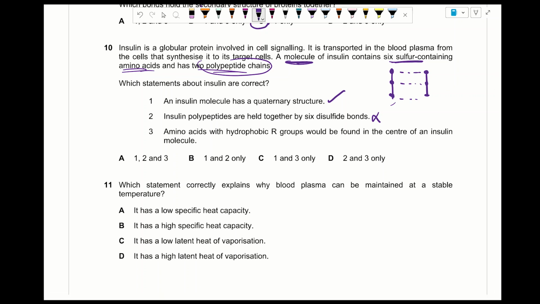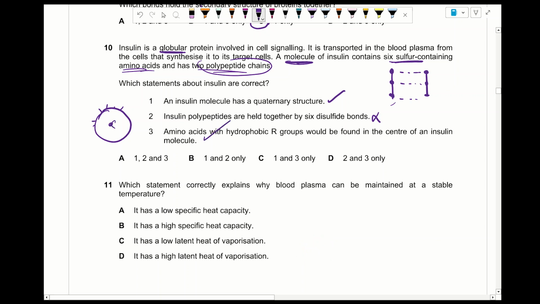3. Amino acids with hydrophobic R groups would be found in the center of an insulin molecule. So, the definition of a globular protein, it's a soluble protein. The reason for this is because it has the hydrophilic R groups towards the outside. Therefore, it's able to form hydrogen bonds with water and it is soluble. Whilst the hydrophobic R groups of amino acids are found towards the inside.